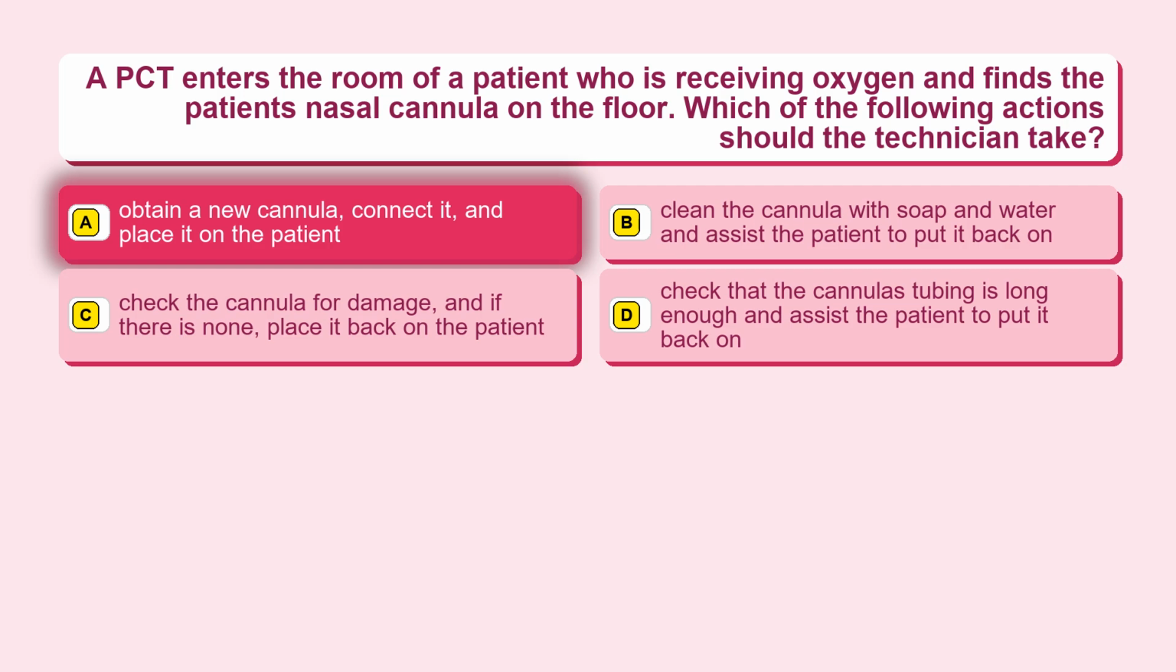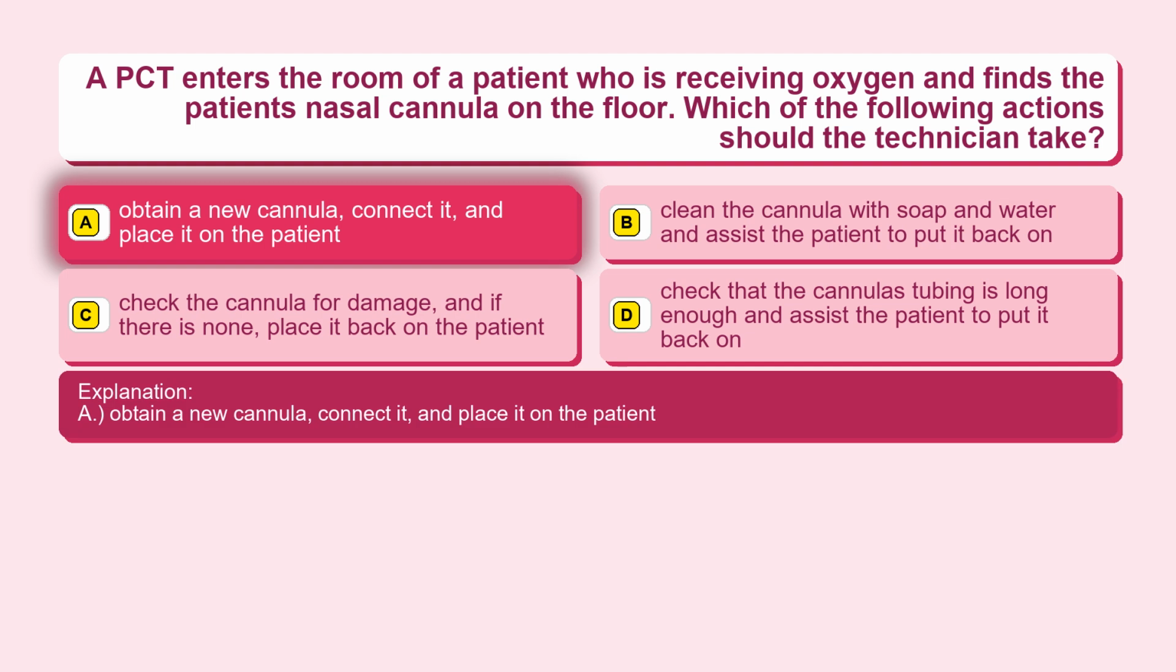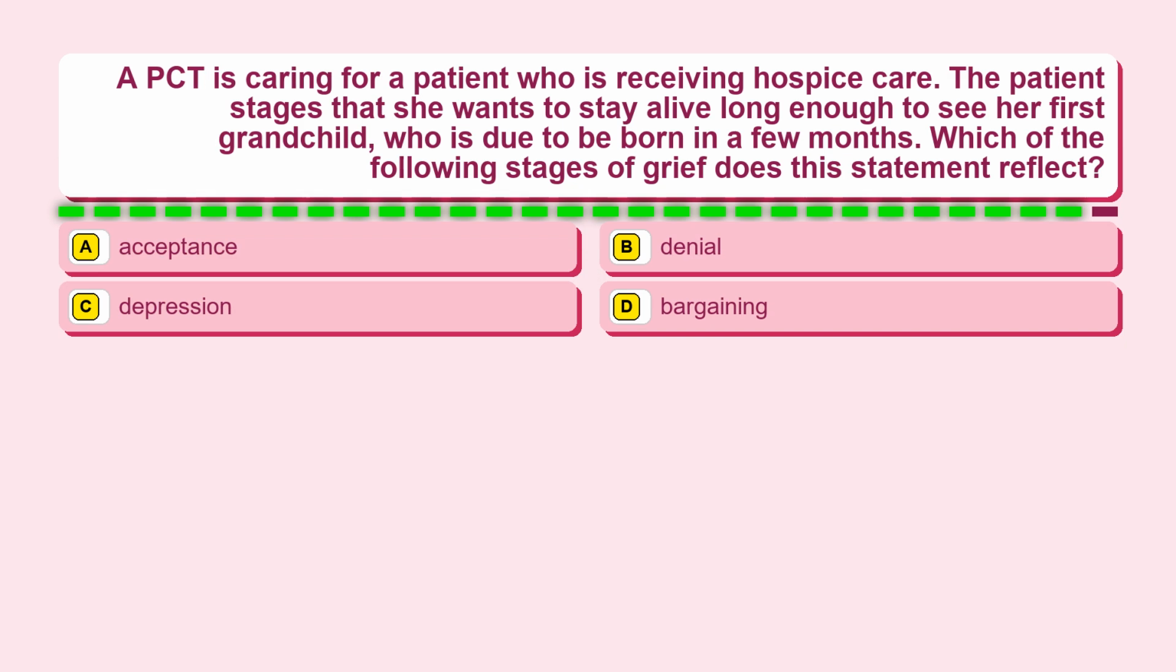The correct answer is option A, obtain a new cannula, connect it, and place it on the patient. Question 24. A PCT is caring for a patient who is receiving hospice care. The patient states that she wants to stay alive long enough to see her first grandchild, who is due to be born in a few months. Which of the following stages of grief does this statement reflect?